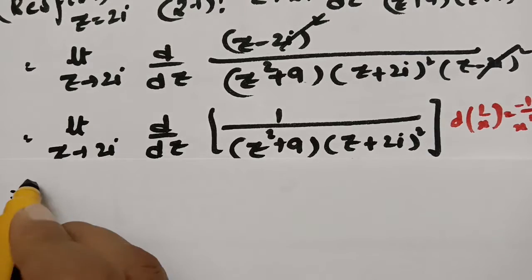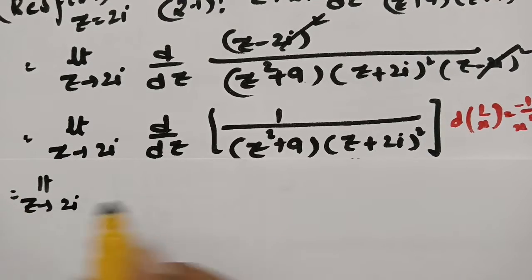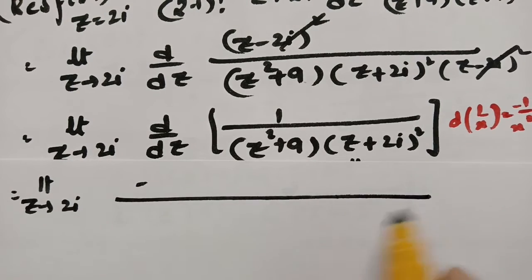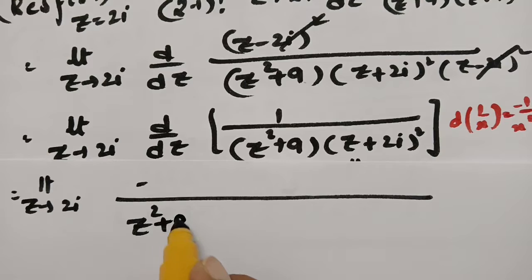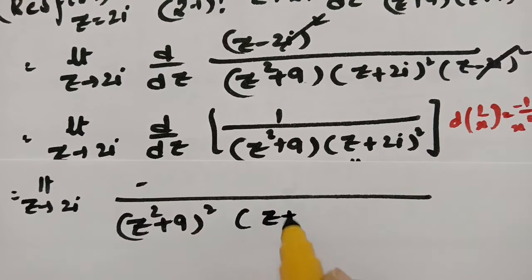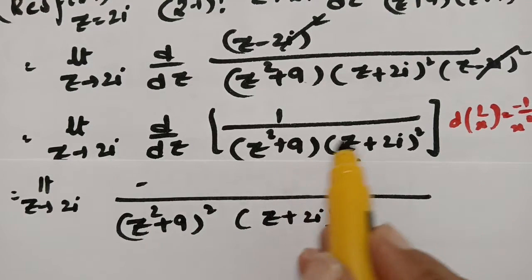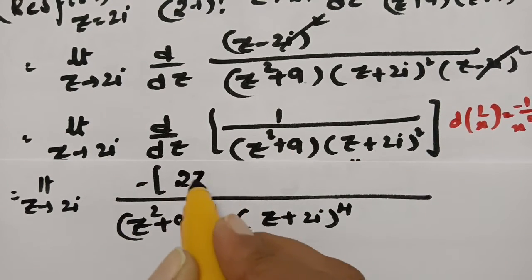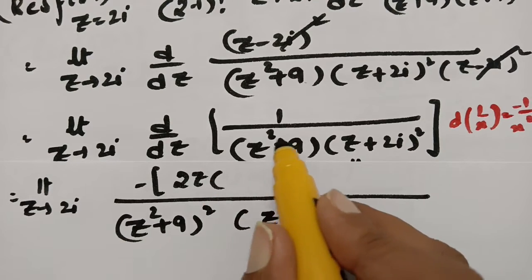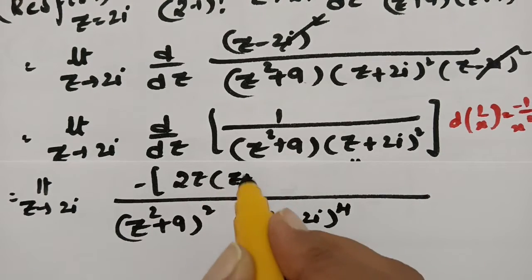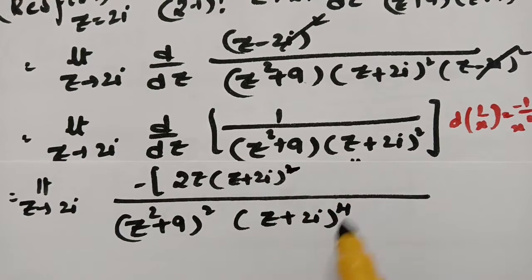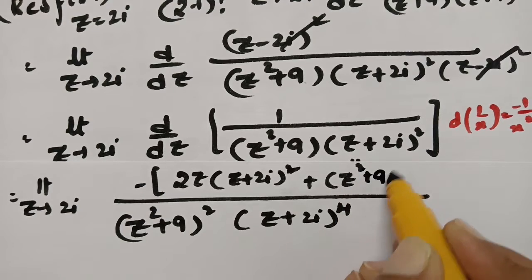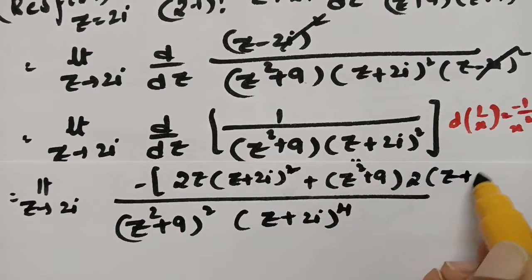This is the limit z tends to 2i. The derivative of 1 by x is nothing but minus 1 by x square, so minus 1 by (z square plus 9) whole square and (z plus 2i) power 4. And again for this we have to take a derivative in the numerator. This will be 2z into (z plus 2i) whole square. I am differentiating u and leaving this one. Next, this time I have to leave u. For v, the derivative is 2 times (z plus 2i).